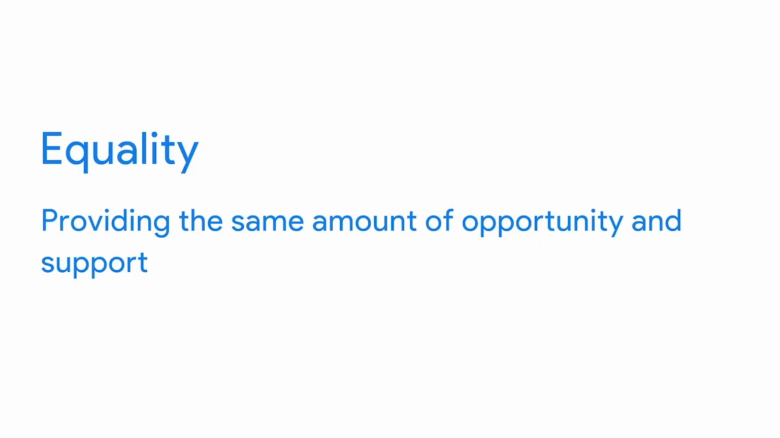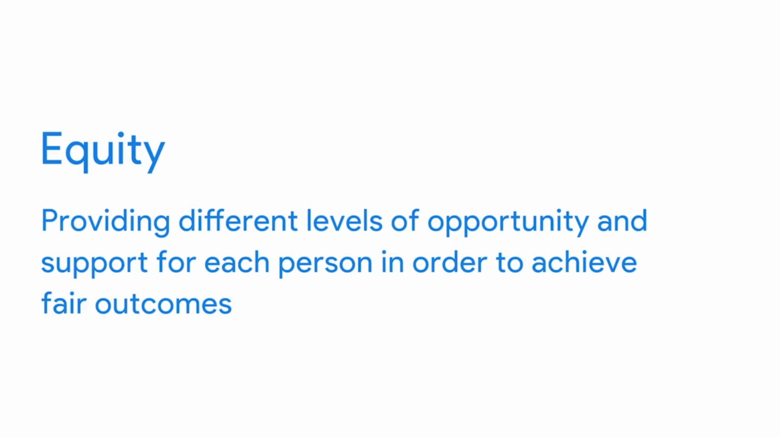In order to design with equity as a goal, we first need to know the difference between equality and equity. The two words sound similar, but they're actually two different concepts. Equality means providing the same amount of opportunity and support to all segments of society. In other words, everyone gets the same thing. Equity means providing different levels of opportunity and support for each person in order to achieve fair outcomes.